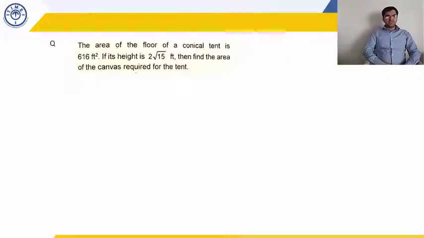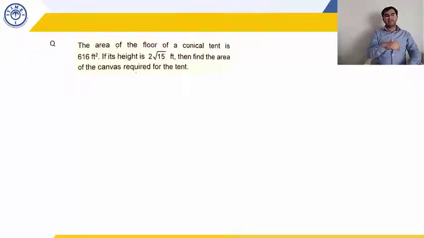We are also given the height of the tent. So a tent looks something like this. The base is a circle, that's pi r square, and the height is 2 root 15. So find the area of the canvas required for the tent. Where will you put the canvas? You will put the canvas around the tent, and that is its curved surface.